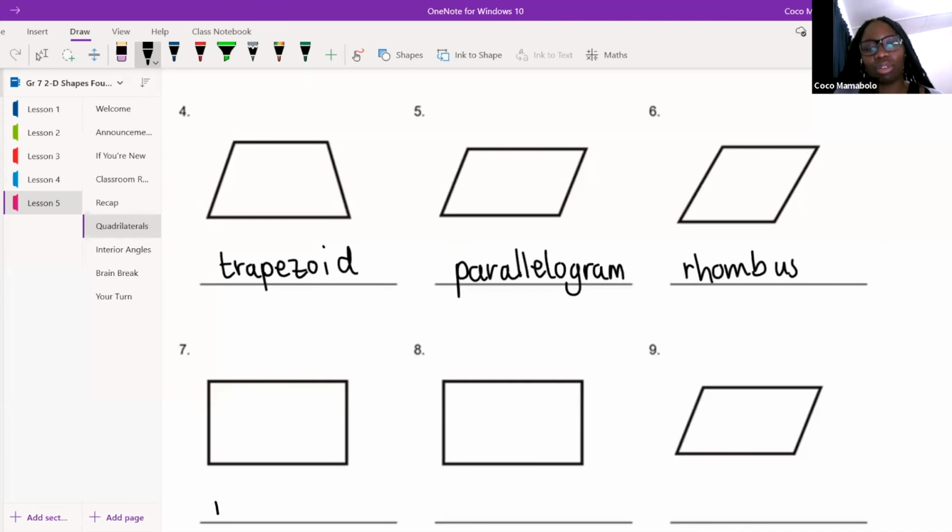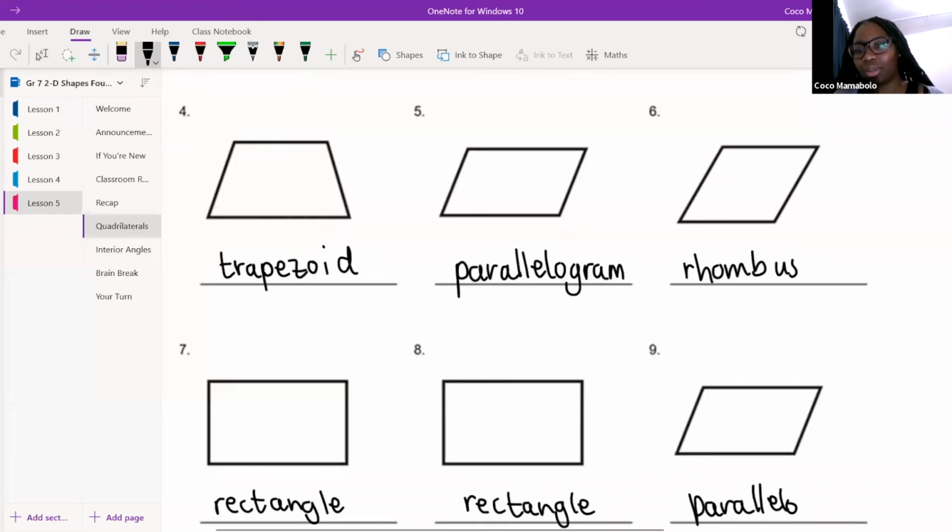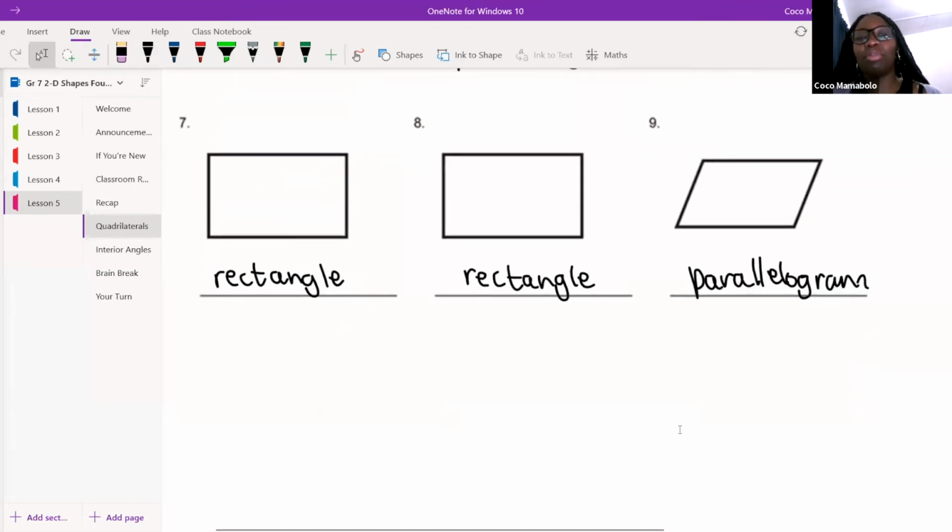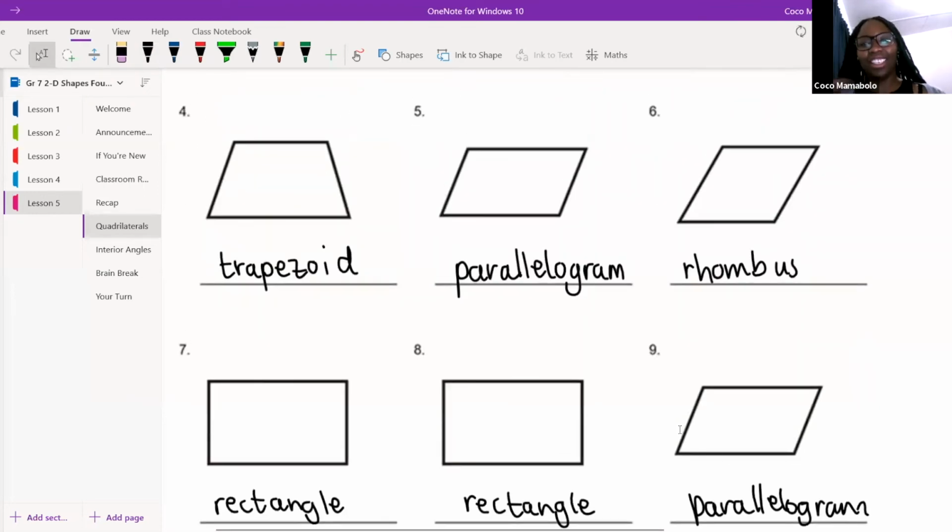What about number 7, everyone? Smita says it's a rectangle. I agree, Smita. Thank you. Number 8 is also a rectangle. Well done, guys. And what about the last one? Dimakato says number 9 is a parallelogram. My handwriting is getting worse, but we'll forgive it for this round.